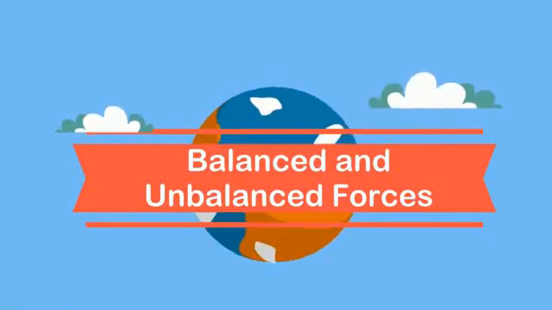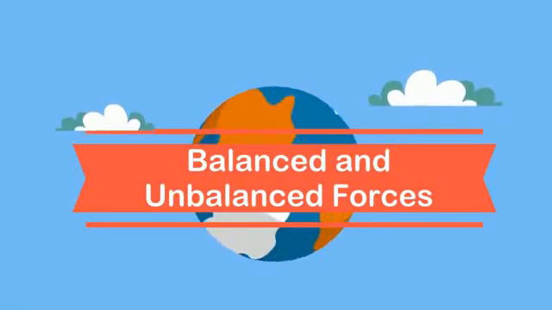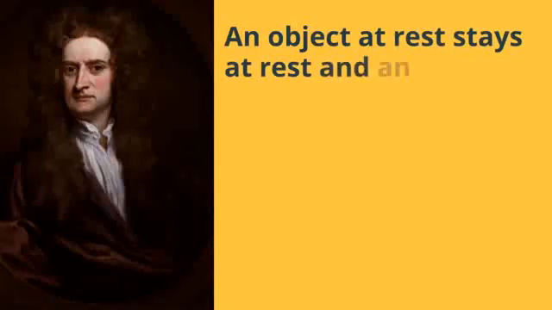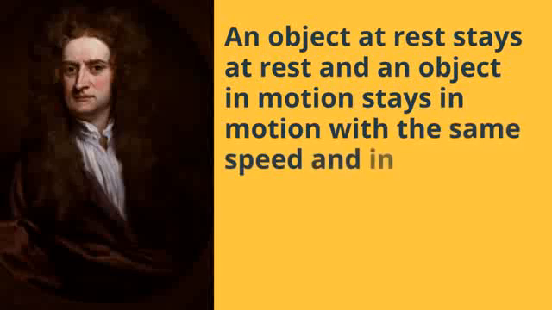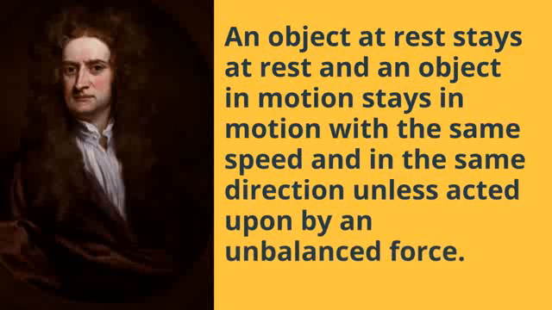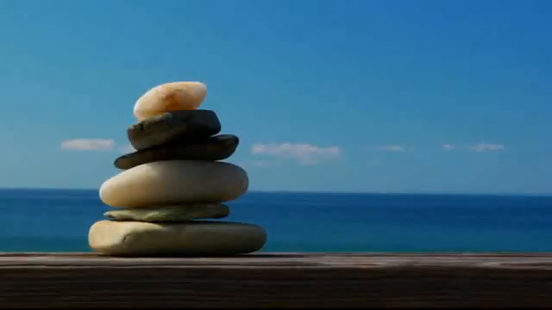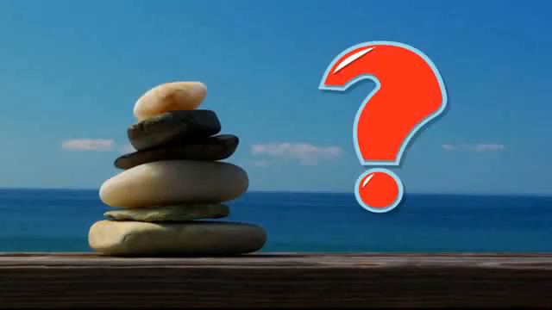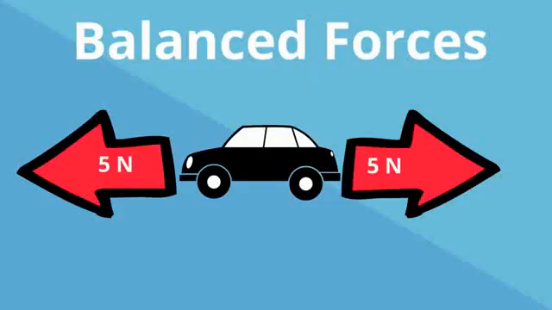Welcome to Moo Moo Math and Science and Balanced and Unbalanced Forces. Newton's first law of motion states that an object at rest stays at rest, and an object in motion stays in motion with the same speed and in the same direction unless acted upon by an unbalanced force. But how are balanced and unbalanced forces different? Balanced forces will cause no change in the speed of an object.